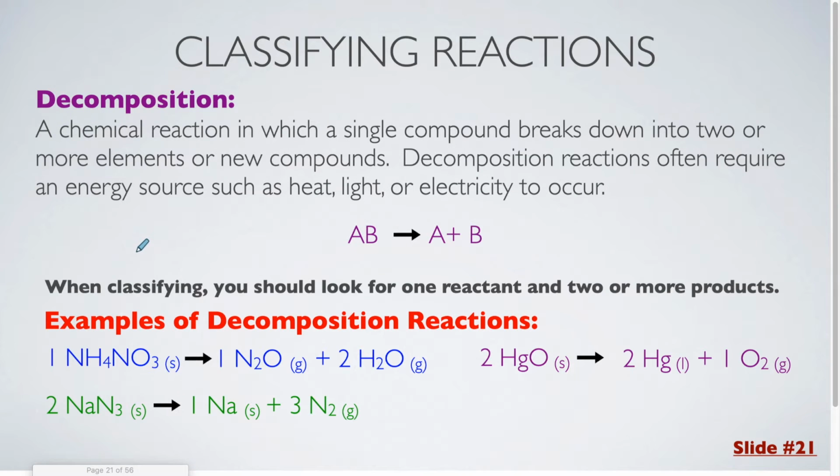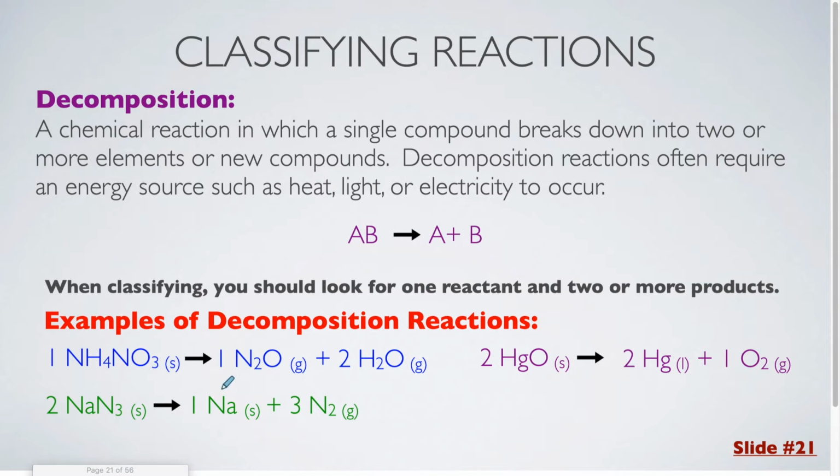Our second type of reaction is a decomposition. A decomposition is a chemical reaction in which a single compound breaks down into two or more elements or new compounds. Decomposition reactions often require an energy source such as heat, light, or electricity in order to occur. So here I have a single reactant that is breaking down into multiple products.